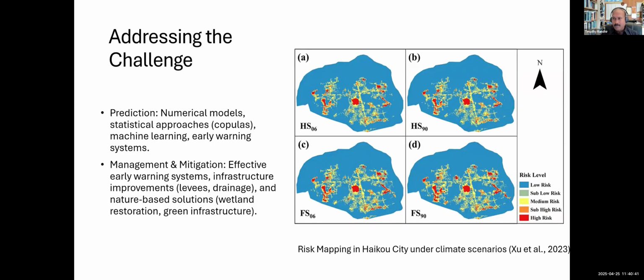In terms of how we are approaching this, it is usually prediction using numerical models or statistical models with copulas, machine learning, or early warning systems. And there are also approaches like management and mitigation, in development of early warning systems, infrastructural improvements which are much more resilient to these types of events. And finally, some of the nature-based solutions. So here are some predictive models in one of the cities in China, Haikou.